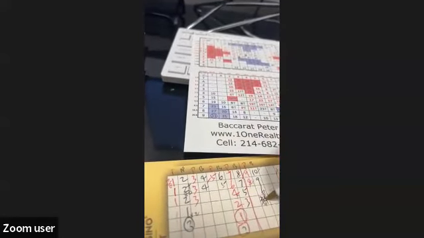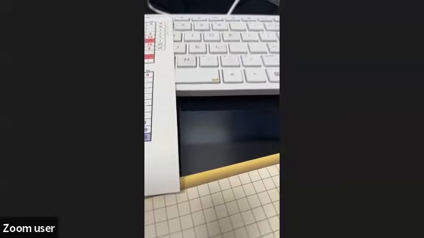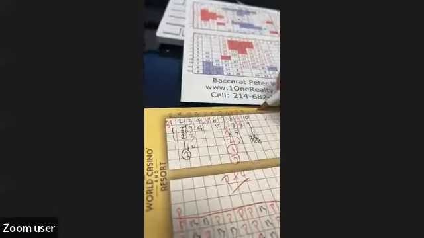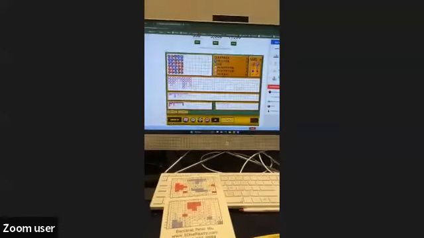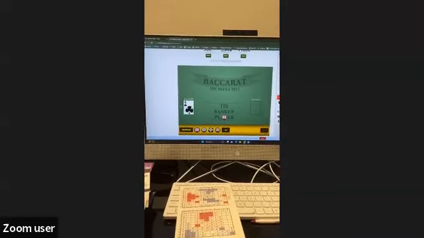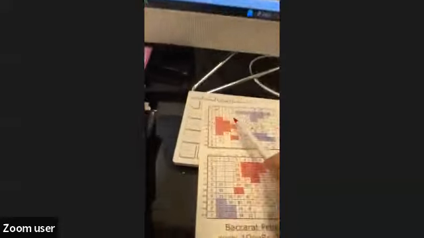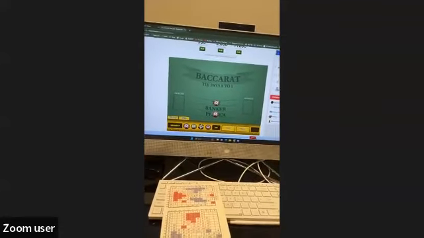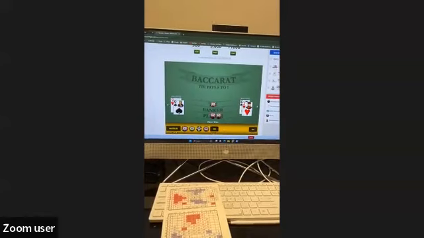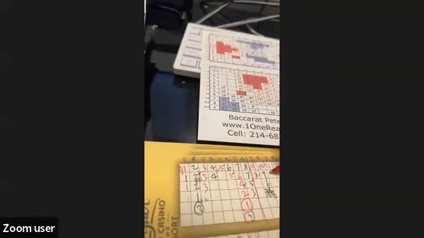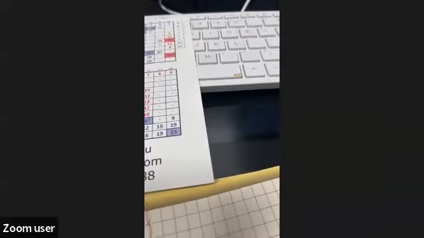Eight, four, 28, 30, 10, 30. When you have a dragon, you need to write it down. Got it. P11. 3-1. 23. Got it.